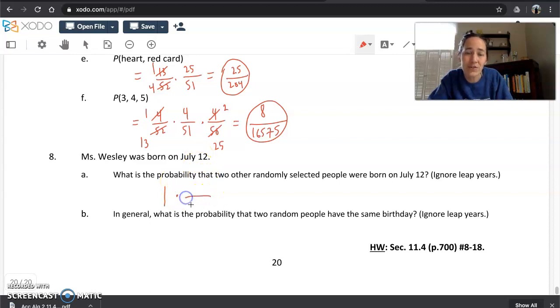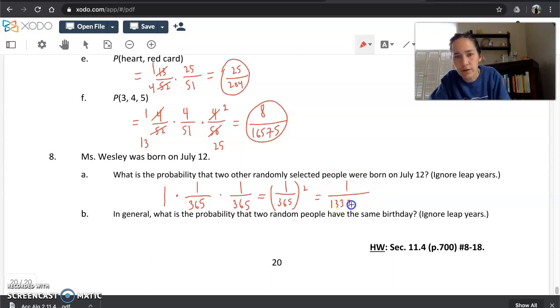Probability that random person number 1 matches my birthday, if we're not considering leap years, there's only 365 days in the year, and they have a 1 in 365 chance of matching my one day, July 12th, out of the 365 days in the year. That's for that second person. For the third person to match, they also have the same odds, a 1 in 365 chance. So a little bit more practice with the multiplication rule. Even though 3 people are involved, this is going to be the same as 1 over 365 squared. And you get 1 over, I'll leave this as a fraction, 133,225.